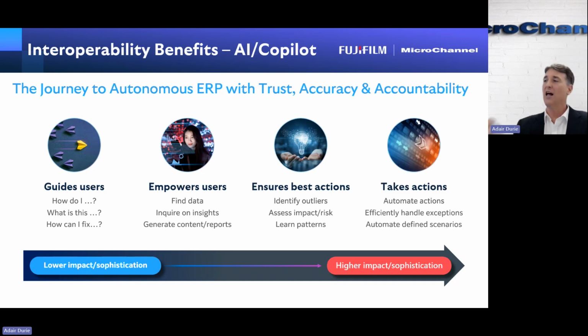And then the last aspect, where we're getting into now but more and more what we're going to see over the next 12 to 18 months, is the ERP actually taking actions for you, automating actions, handling exceptions, but automating defined scenarios when certain things occur where a user has usually had to have a look at something and do something. AI, your Copilot, is able to do that now. So that's the journey of what AI and Copilot is doing with ERP.